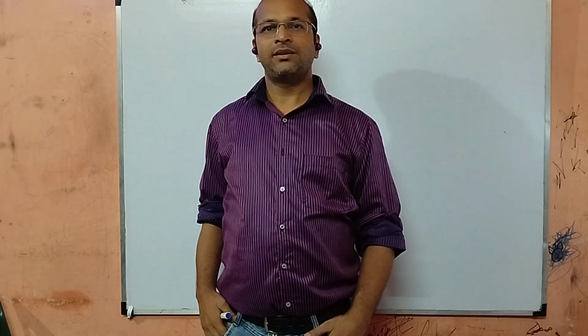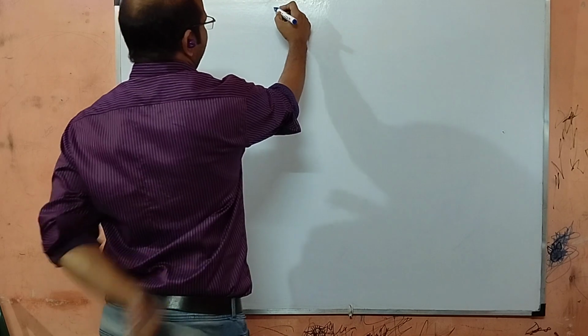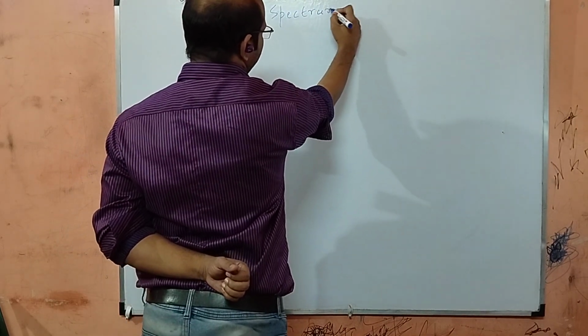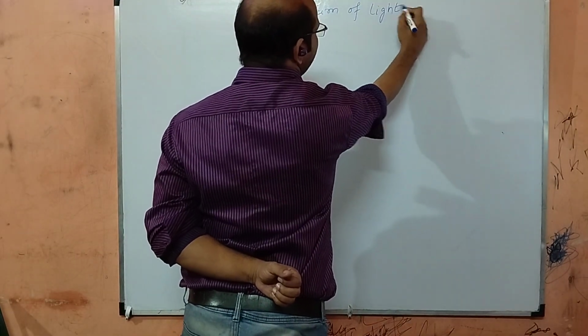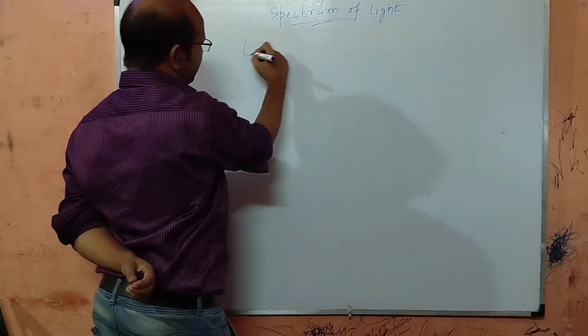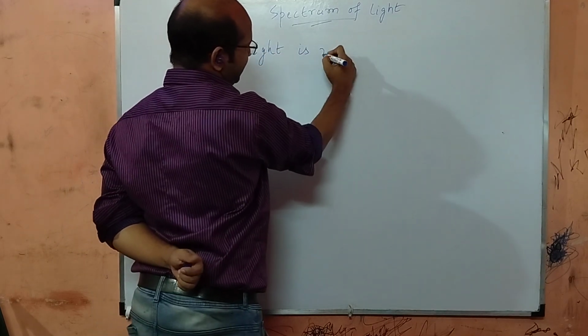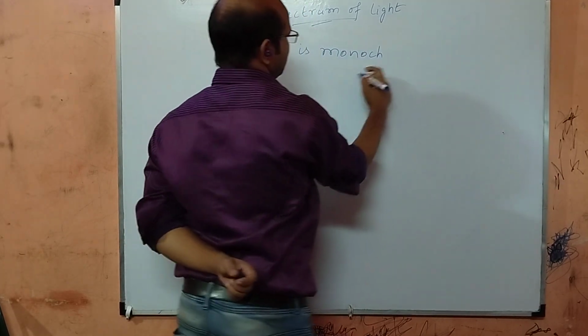Hello students, in this video we are going to study about spectrum of light. So what is meant by spectrum of light? Basically we know that light is not monochromatic, which means light is made up of 7 different colors.